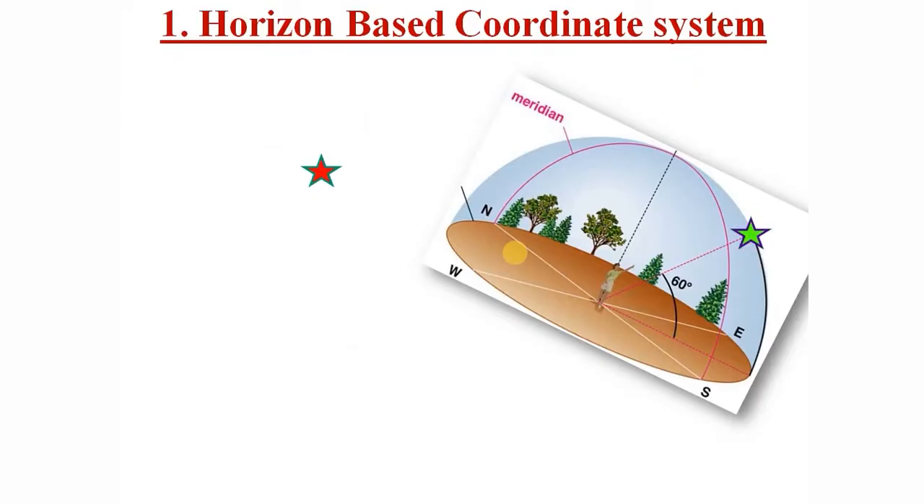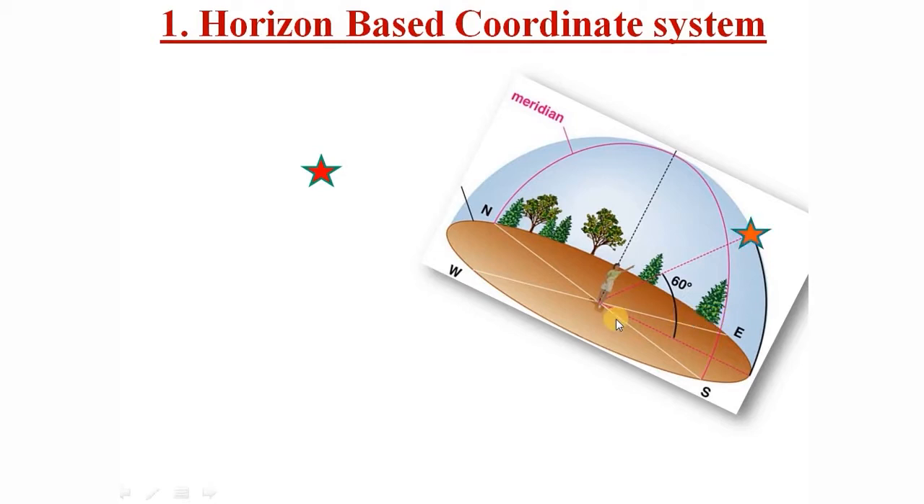So let us start with the horizon-based coordinate system. You have the idea of the horizon. In Malayalam we call it Chakravalam or something like that. Suppose you are standing on the Earth, on a vast plain ground, and you look at faraway objects. What do you feel? You usually feel that the surface extends to infinity.